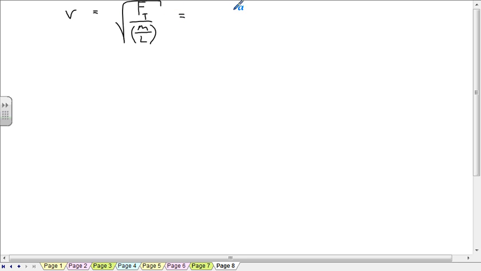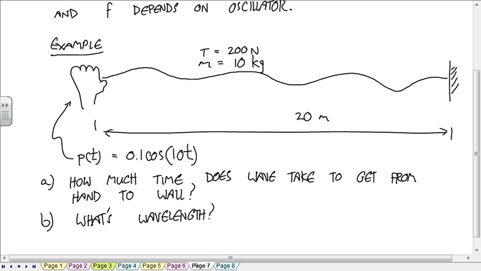So the tension was equal to 200 newtons. The total mass was 10 kilograms, and that was divided over 20 meters. Or another way to think about it is it's half a kilogram per meter. Take the square root of that, and you get a value of 20 meters per second. Any questions on that?